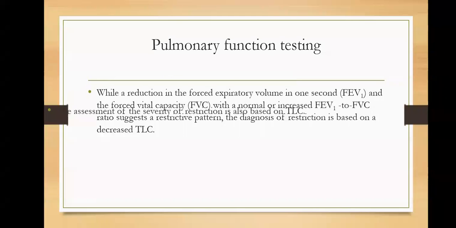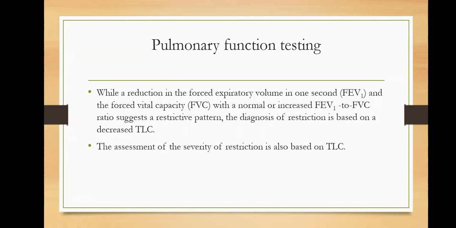So a normal diffusion capacity of the lung for carbon monoxide in the setting of restrictive lung parameters suggests a chest wall or neuromuscular disorder. So after we do pulmonary function test and we classify the patient as a restrictive pattern, then we do diffusion capacity. If the diffusion capacity is normal, this indicates an extrinsic cause. If it's abnormal, this indicates interstitial cause or intrinsic cause.